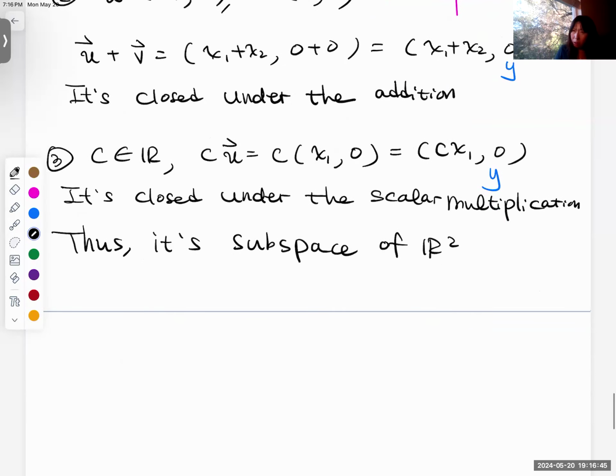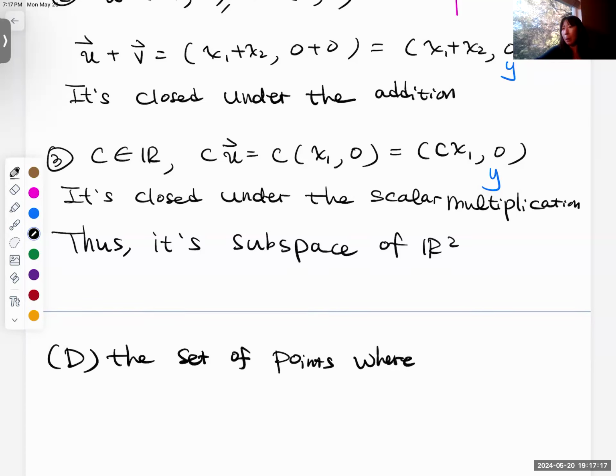So D is y equal to 3. Does not contain a 0 vector. Where y equal to 3. You answer this one? Very good.